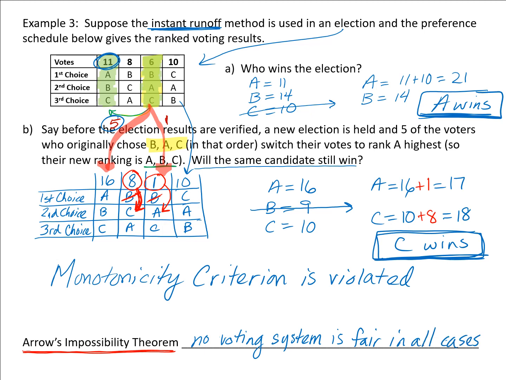And I should say, for 3 or more candidates. Because remember we said that for 2 candidates, plurality and majority are the best way to go. It's just simple with 2 candidates, look at who gets the majority of the votes. But no voting system is fair in all cases. Again, it can be fair for lots of cases, but when you look at all possible cases, all possible numbers that could come up in an election, no voting system will be fair.